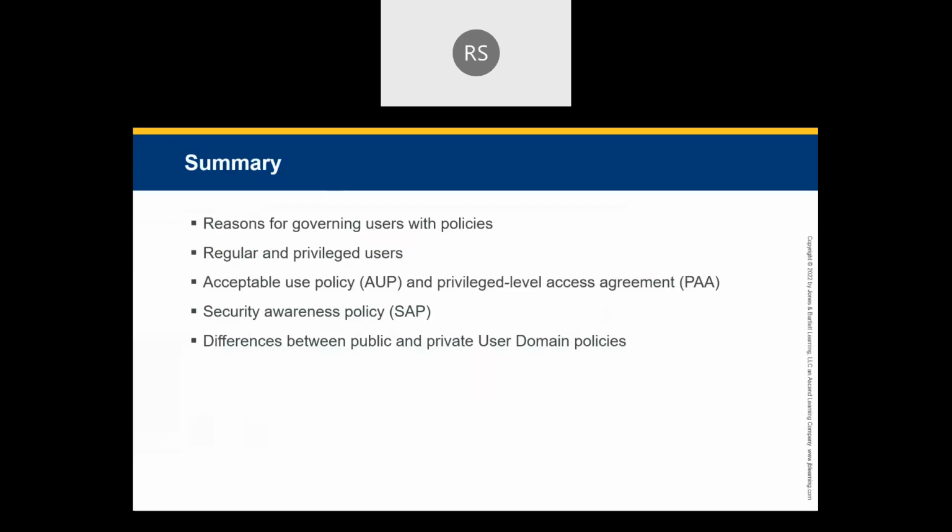And finally, we looked at the difference between public and private user domain policies. Public user domain policies are applicable to external users such as customers or partners, and they focus on defining acceptable use of public resources and services. Private user domain policies, on the other hand, are internal policies that govern the behavior and access privileges of employees within the organization.